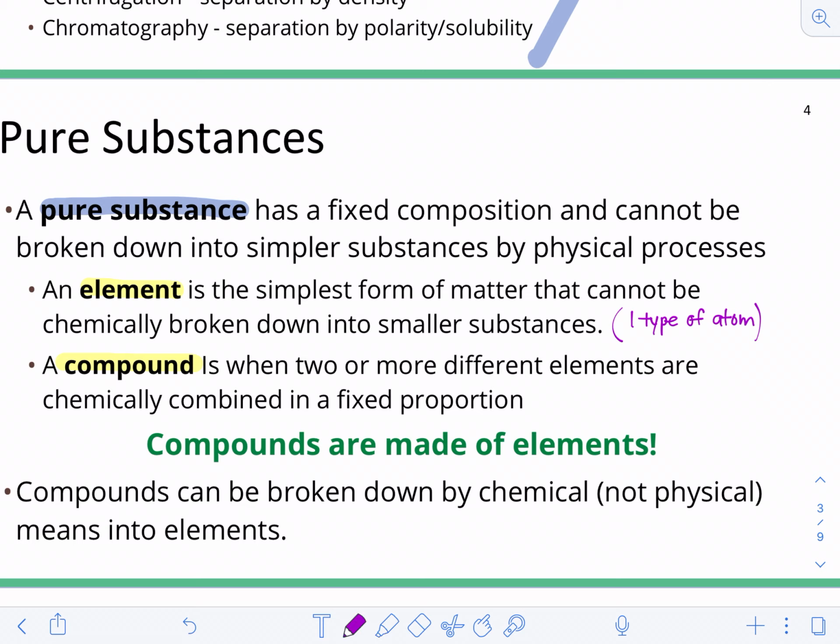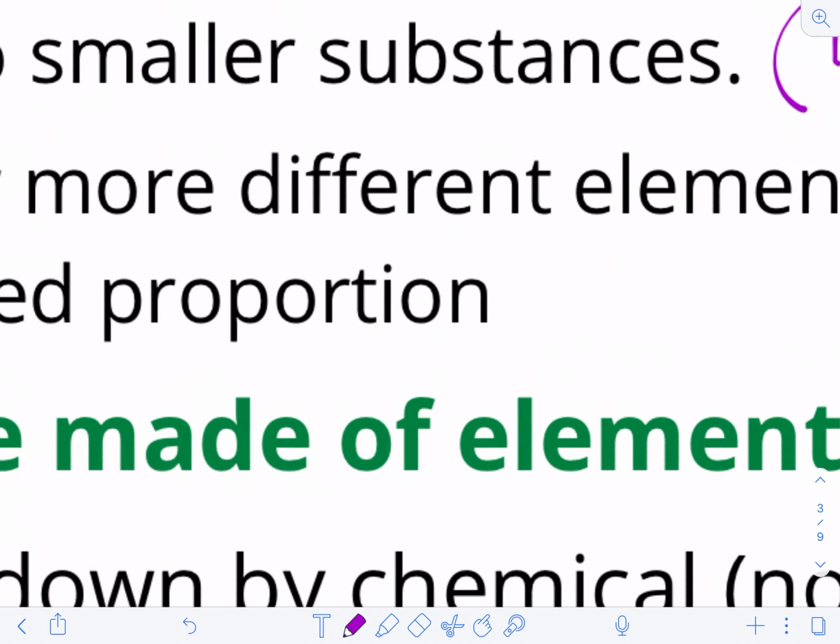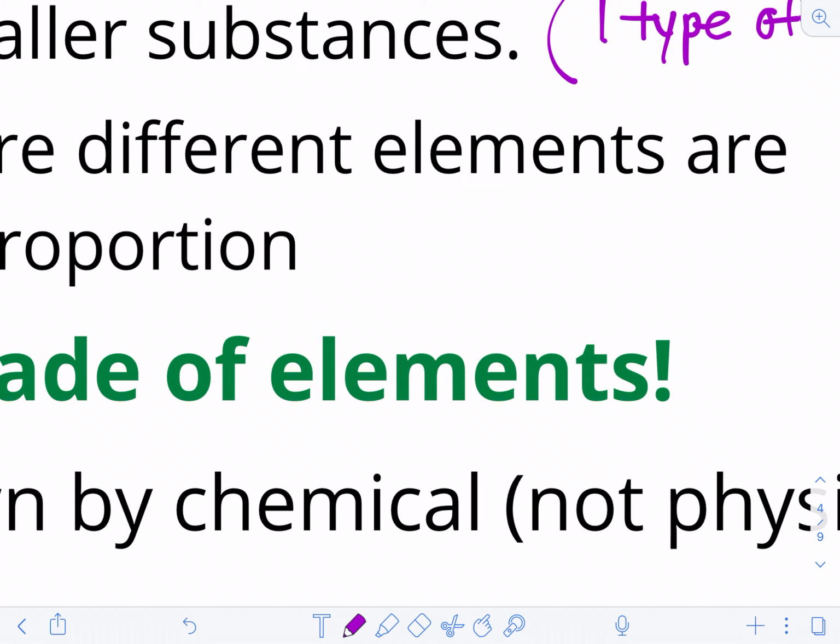Chemically combined means, again, you cannot separate it by a physical process, like the definition of a pure substance. And a fixed proportion just means that it's always in a specific ratio. So for example, you've probably heard of salt, which is NaCl. This ratio says that there's one sodium atom for every one chlorine atom. If something had a different proportion, then we wouldn't call it salt. It'd be something different.